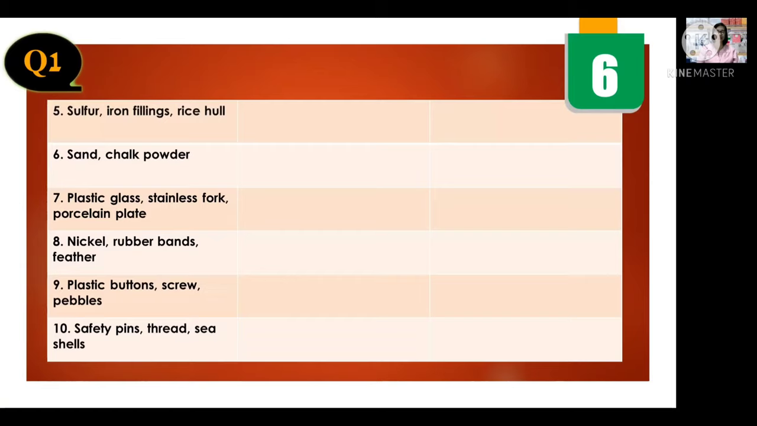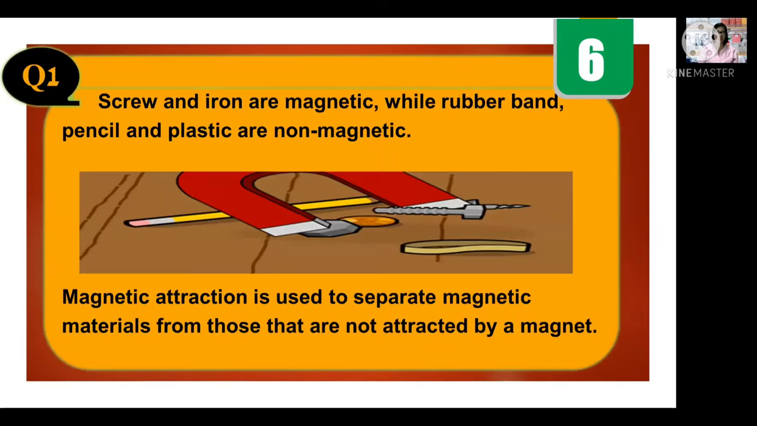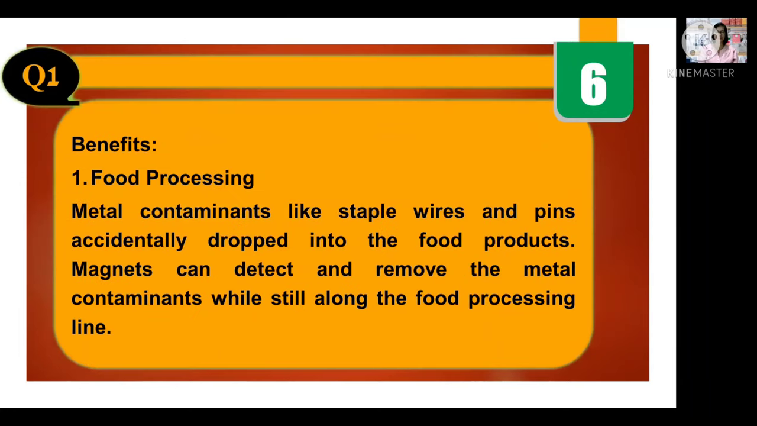Congratulations, dear learners, for answering the activity. Let us now go to our lesson. A screw and iron are magnetic, while rubber band, pencil, and plastic are non-magnetic. Magnetic attraction is used to separate magnetic materials from those that are not attracted by a magnet.